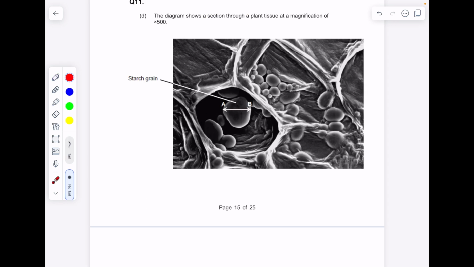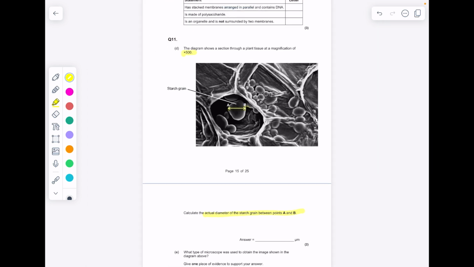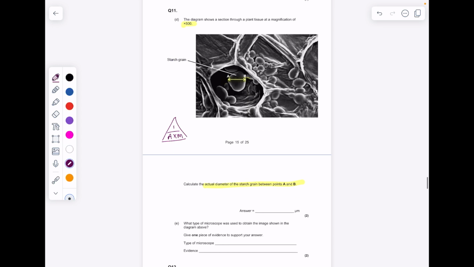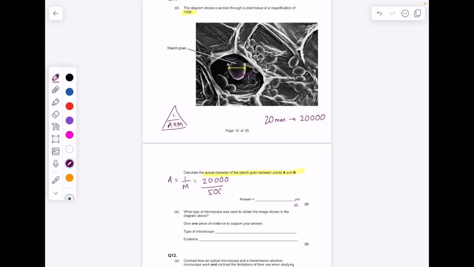The diagram shows a section through a plant cell at magnification times 500. Calculate the actual diameter of the starch grain between points A and B. So here's the formula triangle I mentioned, IAM. We're being asked for actual, so it's image size divided by magnification. So do measure the length of that starch grain using your ruler. If you've measured that carefully, it's 20 millimeters. Just be a little bit careful with your units. The final answer is in micrometers. So to get it into micrometers, we need to times by 1,000. And then divided by the magnification, which we were told was 500. So we get an answer which is 40 micrometers.